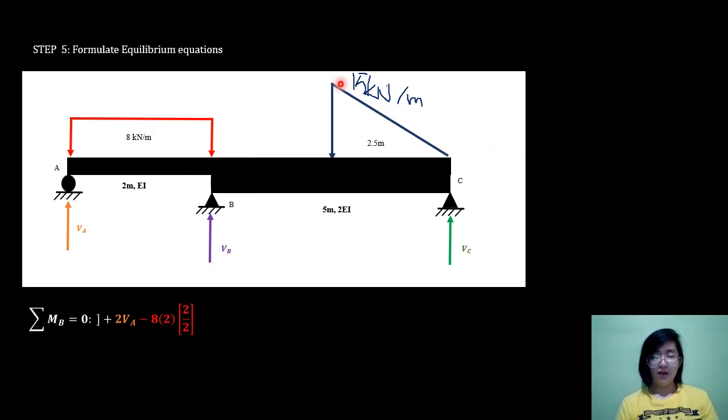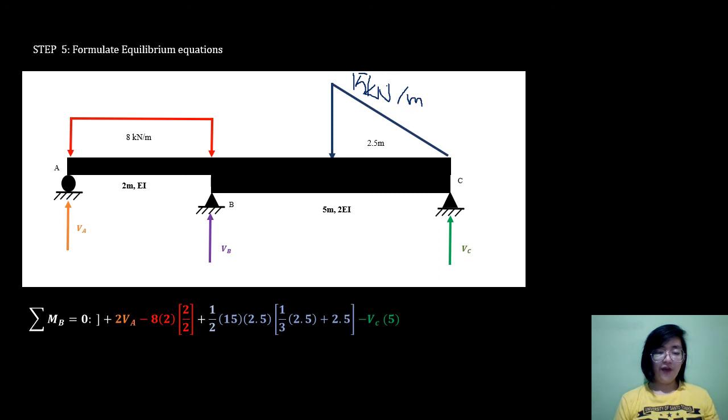Next, let's get the triangular load naman. So, 1/2 times 15 times 2.5, the length, and times the distance of the centroid to point B. So, 1/3 ng 2.5, the centroid, plus yung distance pa, which is 2.5. So, plus 2.5. And lastly, the VC. So, we have VC times 5. It's negative because it's counterclockwise. So, simplifying the equation, we will have 2VA minus 5VC equals negative 93 over 2.